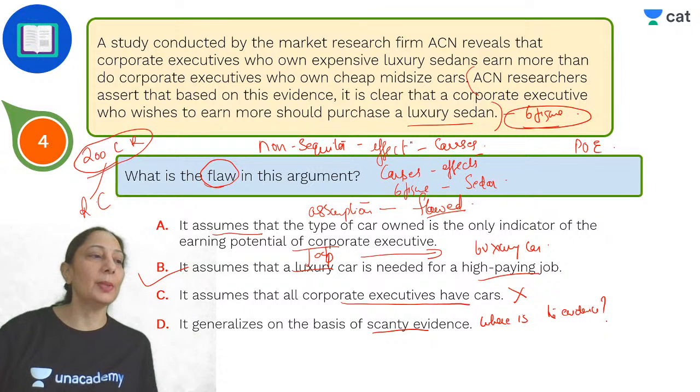I started in the beginning by telling you what are the different kinds of flaws, right? So it's not that the opposite. You have to say what is wrong with the argument. Did you get me? Okay.